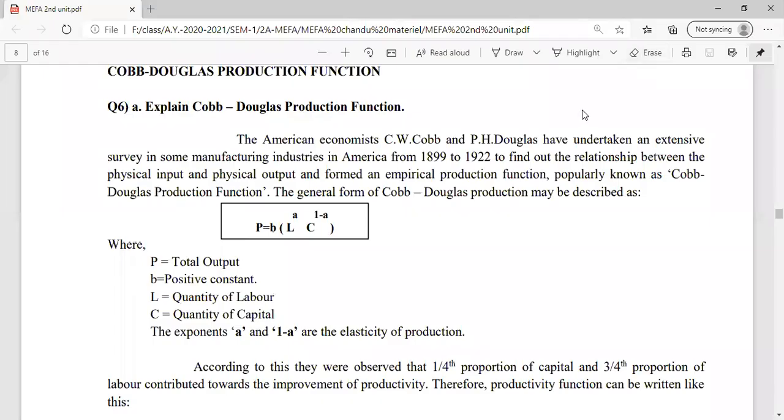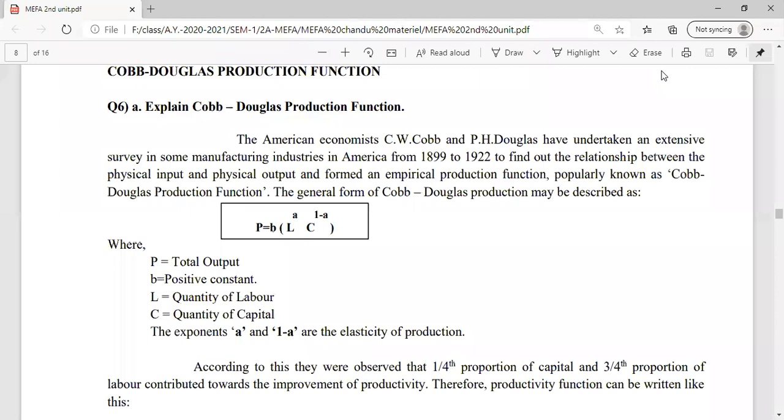Okay, good afternoon, class. So we already started the second unit. In that, we have already seen what are isoquants and isocosts and least cost combination of the inputs to produce the best output. And also, we have seen the production function, and we have different types of production functions.